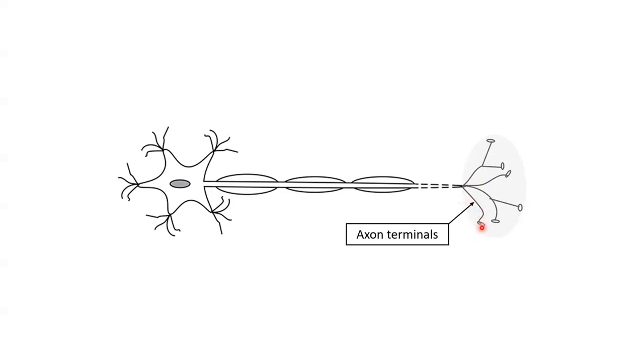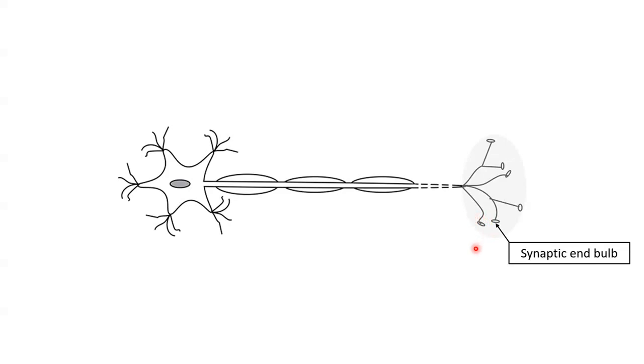At the tip of an axon terminal, they swell into these bulb-shaped structures called synaptic end bulbs. Others will exhibit a string of swollen bumps called varicosities. Both synaptic end bulbs and varicosities will contain tiny membrane-enclosed sacs called synaptic vesicles that store a chemical called a neurotransmitter.